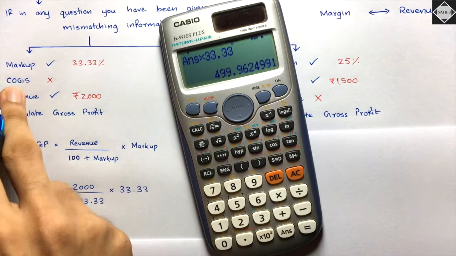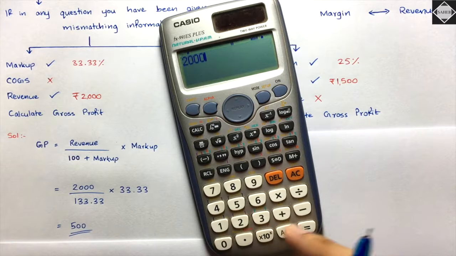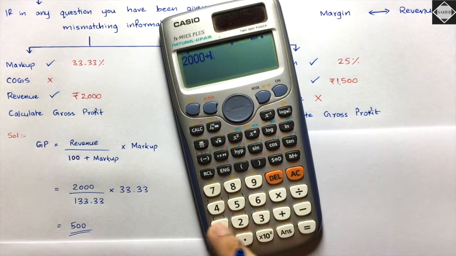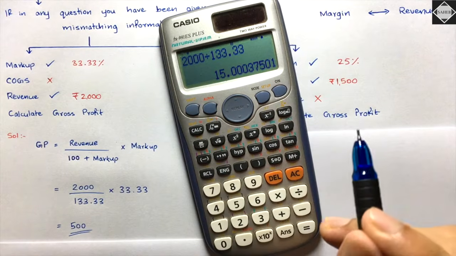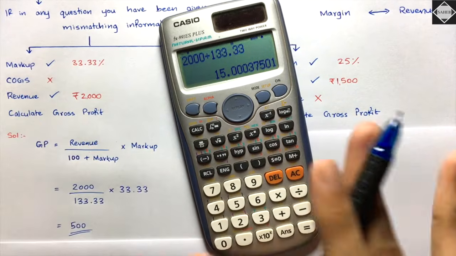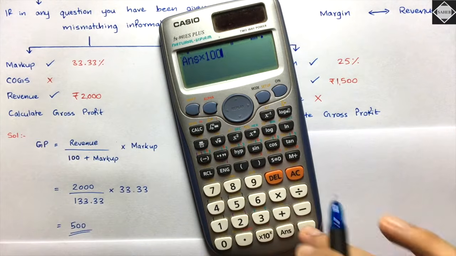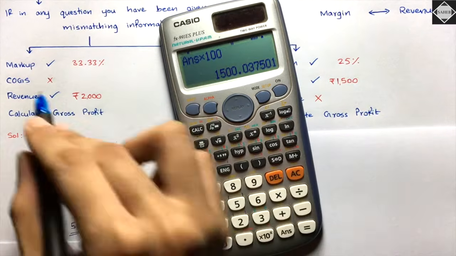You can also calculate COGS. If you want to calculate COGS, then you will calculate it like this. See, 2000 is revenue. Divide by 133.33. This is 1%. What do you want? You want COGS. We assumed COGS to be 100%. So into 100, that gives us 1500. 1500 is COGS.